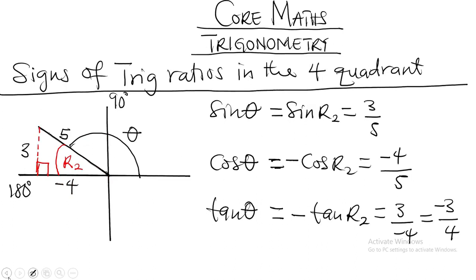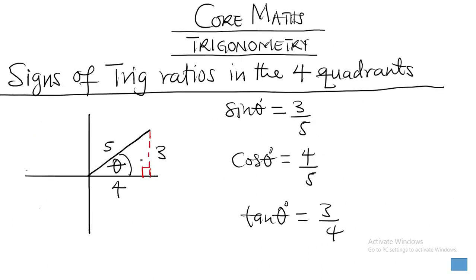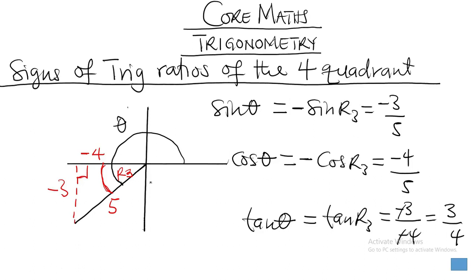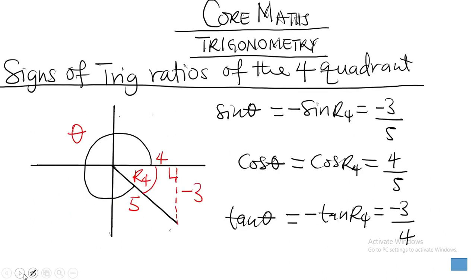So let's go back and see what we've done so far. So we saw that in the first quadrant, all the trig ratios are positive. In the second quadrant, we saw that it is only sine which is positive, the rest are negative. And we use the reference angle to get the trig ratios of the principal angle. Here also in the third quadrant, we saw that it is only tan which is positive, the rest are negative. And then finally, we looked at the fourth quadrant and we saw that it is only cos which is positive, the rest are negative. Good.